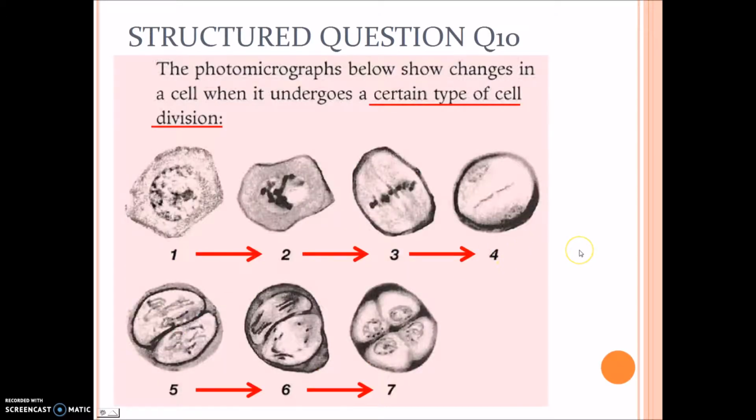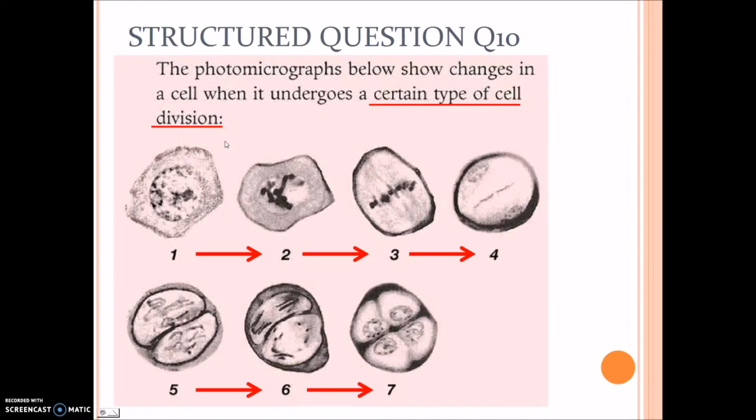So for question 10, it's very good, because actually the 1 2 3 4 5 6 7 are really in order. Somehow in other questions, the question will mix up all the cells and then ask you to make up the correct order. But in this question, it's very good to give you 1 2 3 4 5 and then 6 7. But the point is that it only tells you a certain type of cell division, but it did not tell you what the type is.